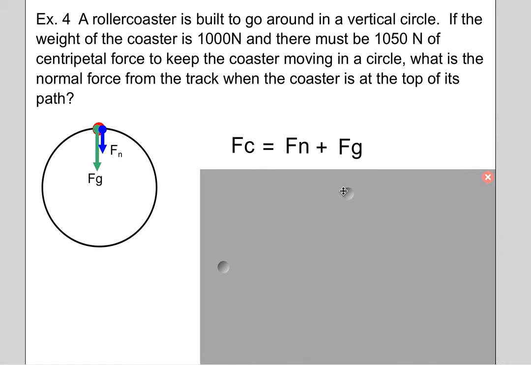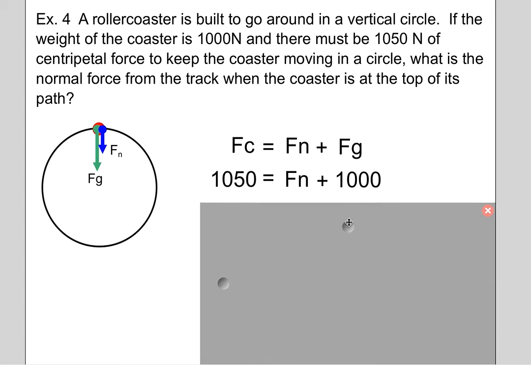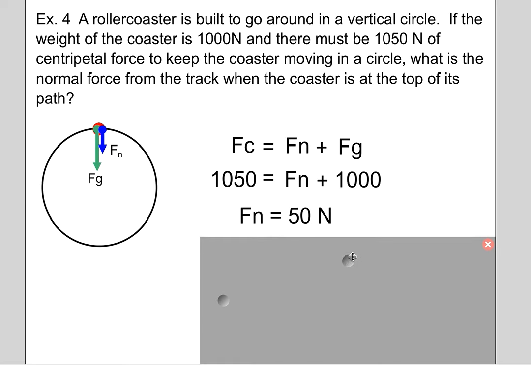So it's really still the same formula, even though there's no string attached. The centripetal force is equal to the normal force plus the gravity force, and they're working together in the same direction. The centripetal force was given to us, 1,050. We don't have to calculate it. The gravity force of the roller coaster was given to us, 1,000 newtons. So simply solve for the normal force necessary, which is 50 newtons. There's a couple of examples there of horizontal circles and vertical circles that you can now take and apply.